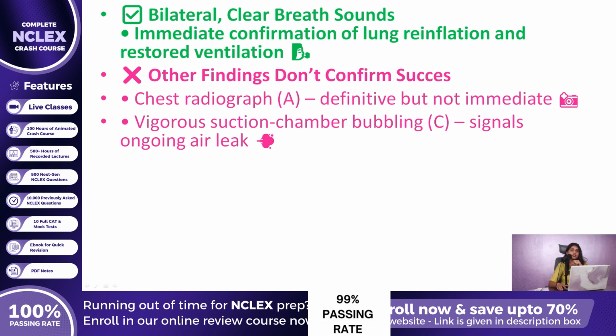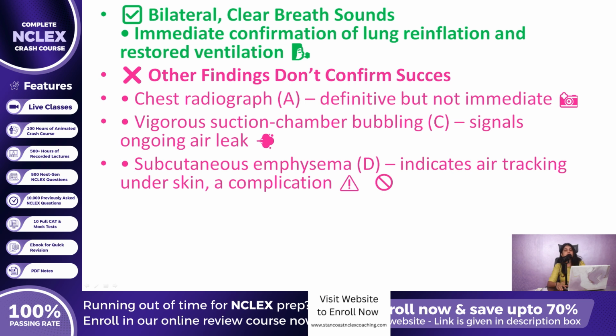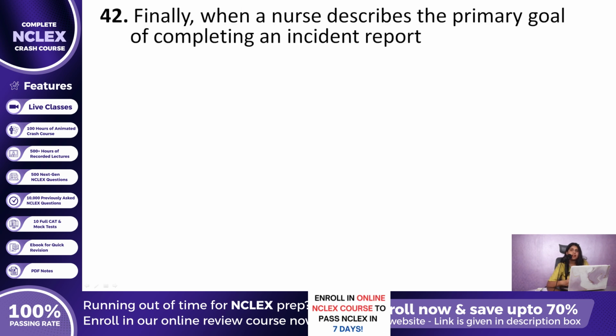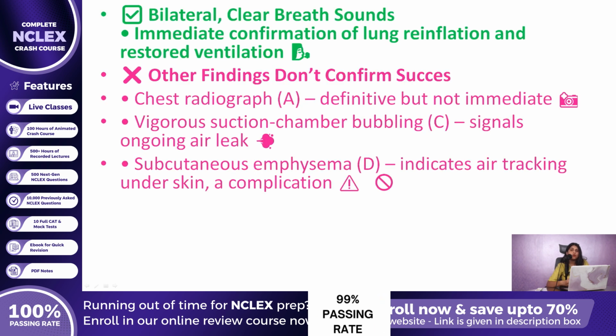Persistent or vigorous suction chamber bubbling, option C, indicates an ongoing air leak rather than resolution. And subcutaneous emphysema, option D, reflects a complication of air tracking under the skin rather than treatment success. As bubbling decreases and the chamber shifts to gentle tidaling, the nurse must continue correlating physical findings with imaging and ensure suction settings remain appropriate.